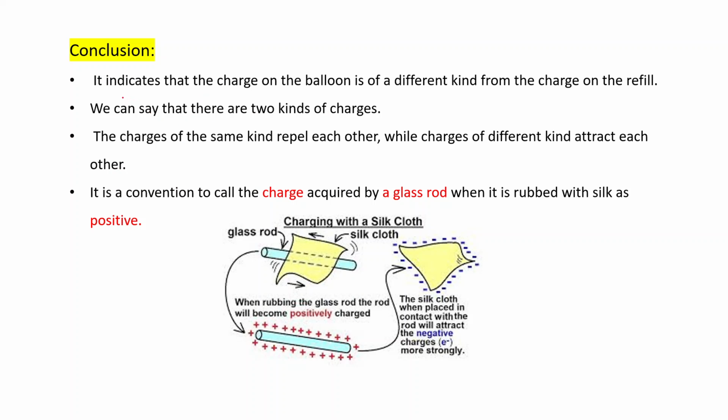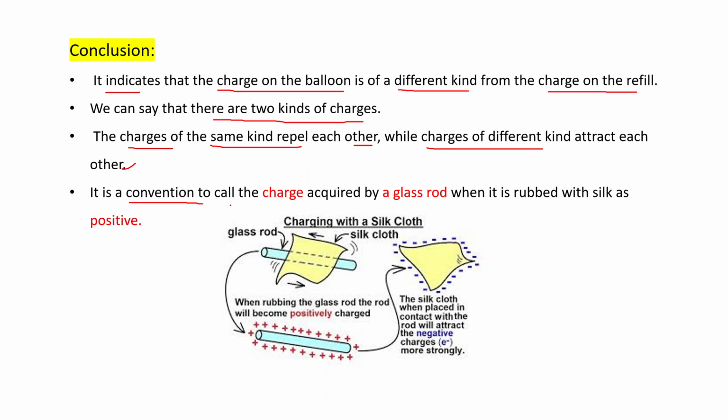Now we can conclude. It indicates that the charge on the balloon is of a different kind from the charge on the refill. We can say that there are two kinds of charges. The charges of the same kind repel each other, while charges of different kind attract each other. It is a convention. Convention का मतलब है परिपाटी, चलन चला आ रहा है.